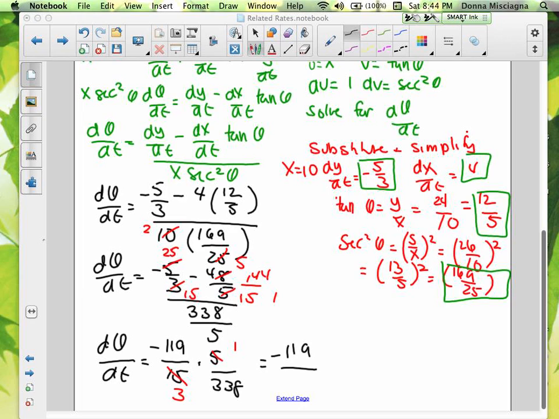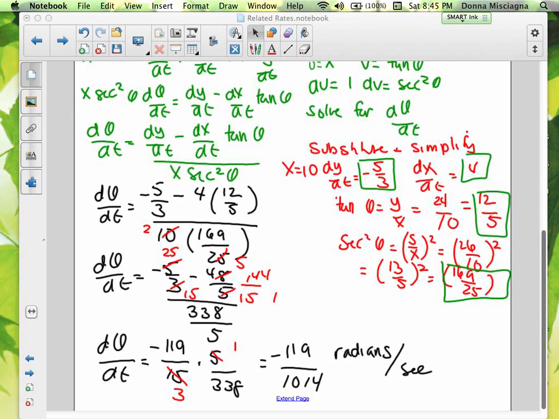Well, I'm tired, so I'm going to just use a calculator. 1,014. So that's the change in our angle there. d theta dt is changing at a rate of negative 119 over 1,014. Don't forget your units of measure: radians per second. Whew. Not a pretty number, but it's okay.